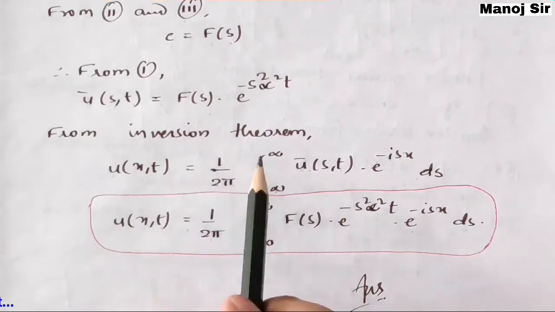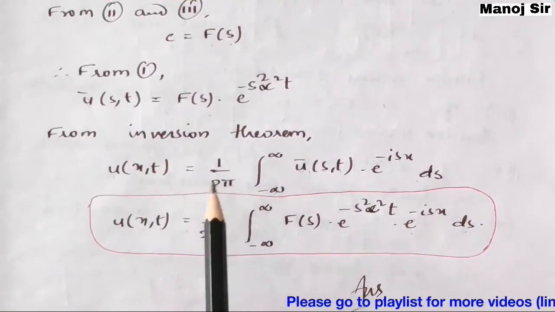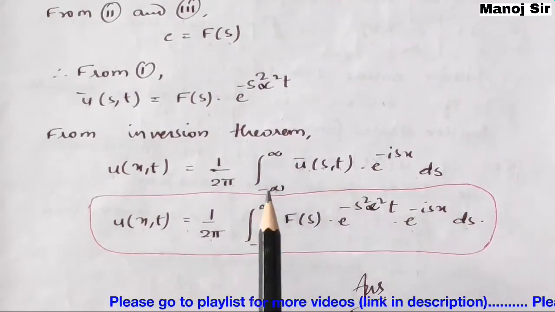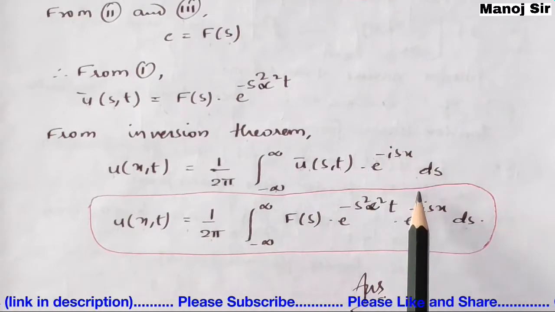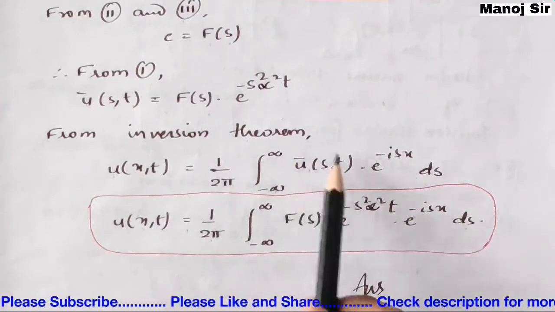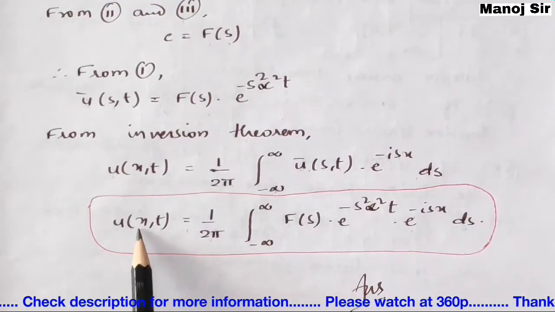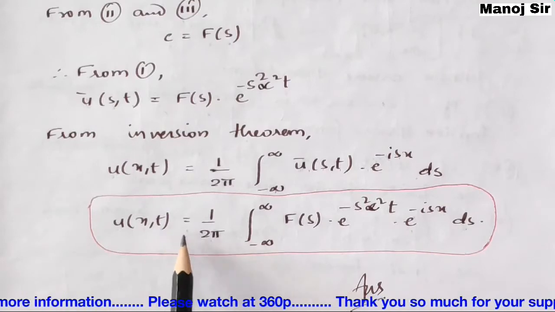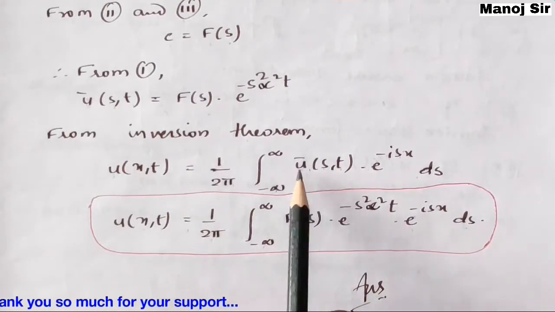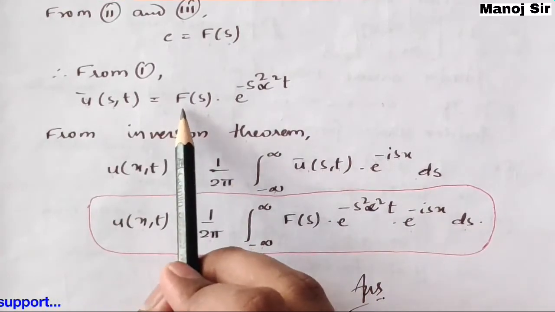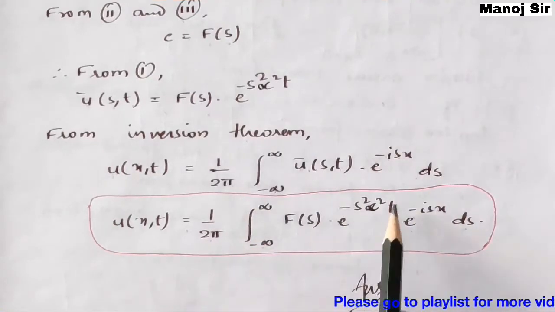So applying the inversion theorem, we can say u, which is a function of x and t, equals 1 upon 2 pi integration from minus infinity to plus infinity of u bar of s comma t into e to the power minus i s x ds. Now simply put the value of u bar here. What is u bar of s comma t? That is the Fourier transform of f at s into e to the power minus s square alpha square t.